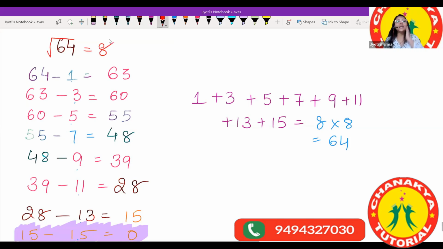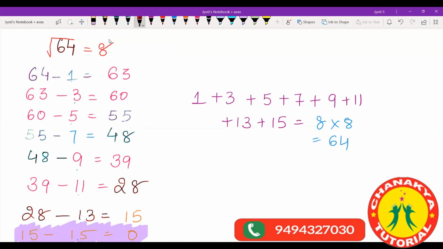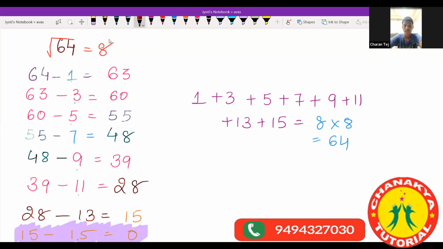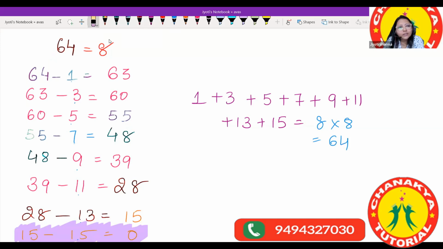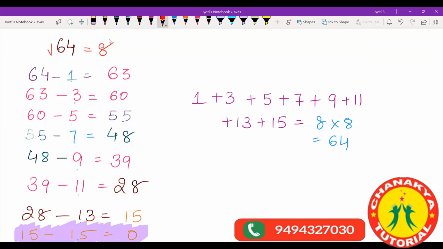Yes, Lasya. Yes, Charan. Ask your doubts. Ma'am, in case of an odd number, now you took an even number, 64. If you take 63, then that number will not be a perfect square. Ma'am, this square root one, could you explain again?